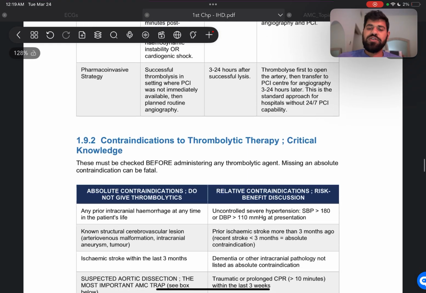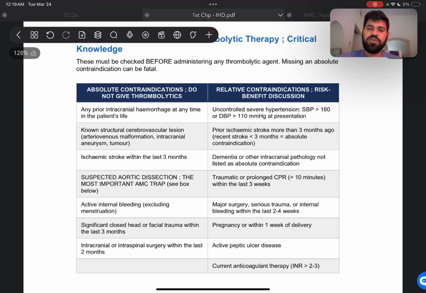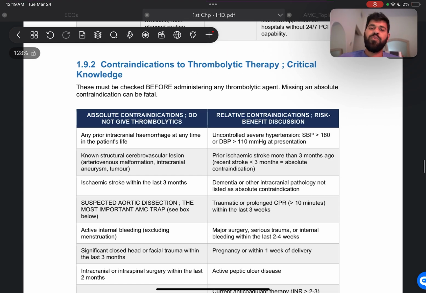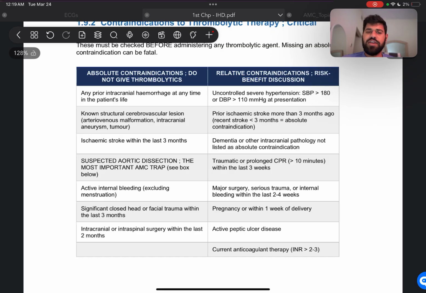All right, so contraindications to thrombolytic therapy, and this is one of the most important tables, because they could give you the contraindications and ask what treatment you go by. Do you go by thrombolysis? Do you go for PCI, or do you just wait? All right, so absolute contraindication: do not give thrombolytics.